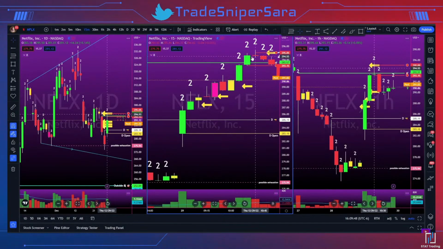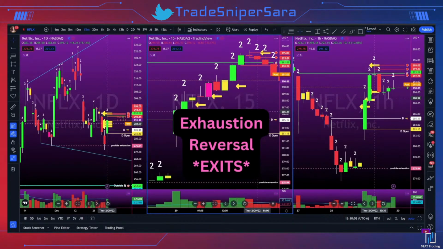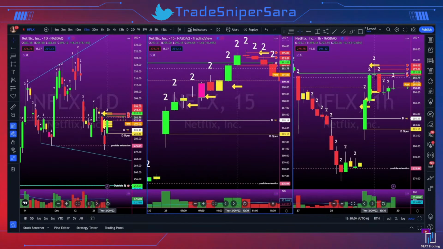Target hit. Now you're at upside exhaustion. Here's your 15-minute reversal. You could also have exited right here. This chart gave a lot of good exhaustion reversal levels, right? So we had this hourly one at 293. You had a 15-minute one at 294. And you had a 5-minute exhaustion reversal at 295.